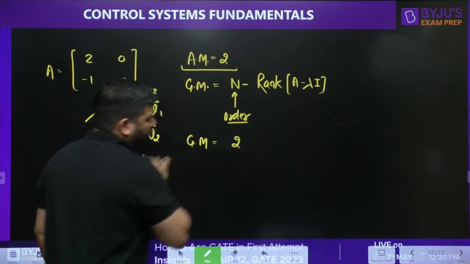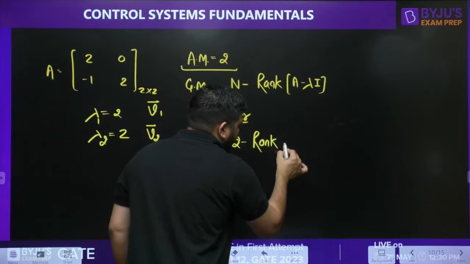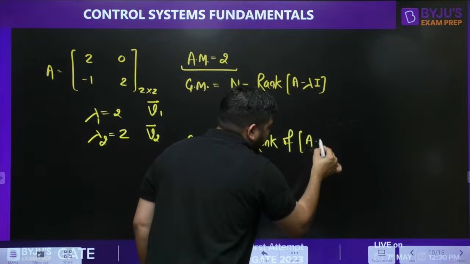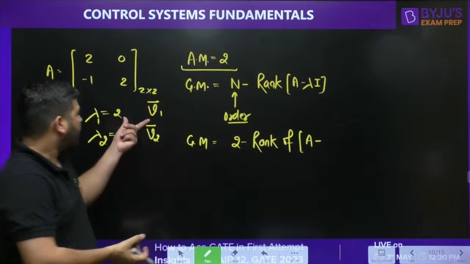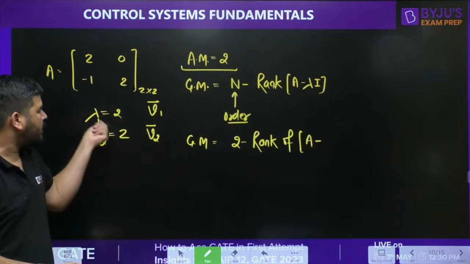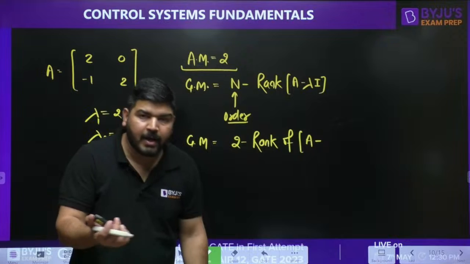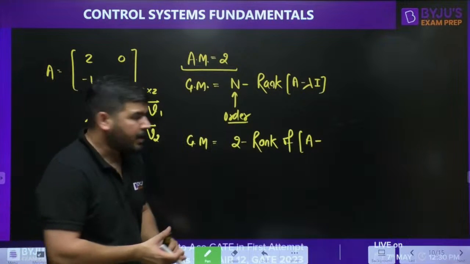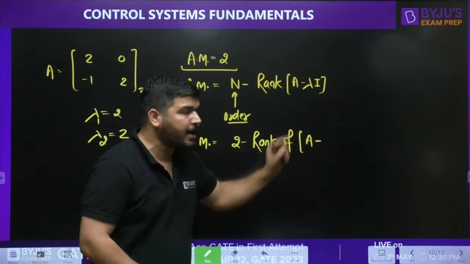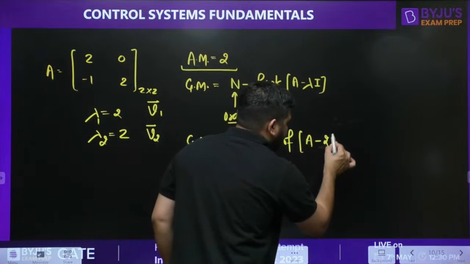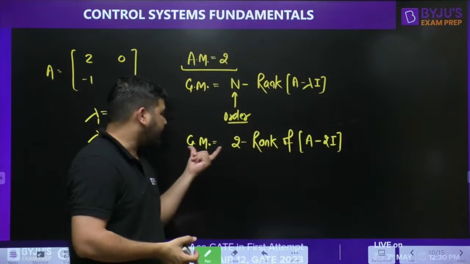So GM is 2 minus the rank of (A minus lambda I). Lambda is 2 because we are calculating the geometric multiplicity for the eigenvalue which is repeating. For that value we calculate the geometric multiplicity. So geometric multiplicity is the order, 2, minus the rank of A minus 2I. That will be my geometric multiplicity.